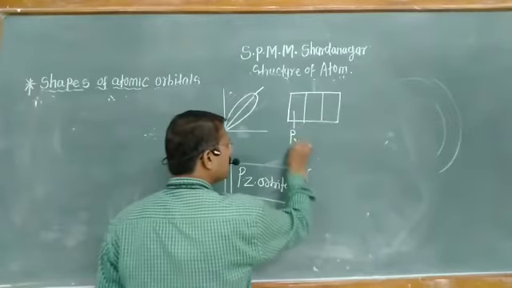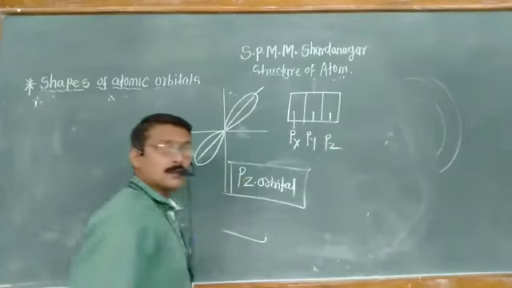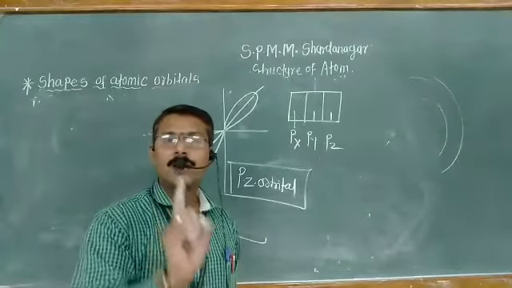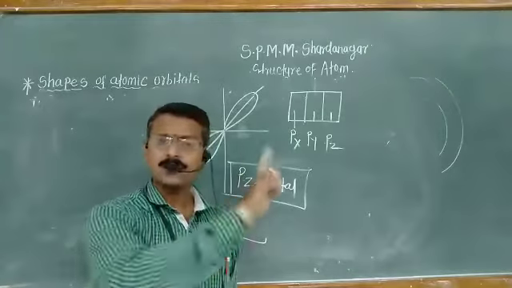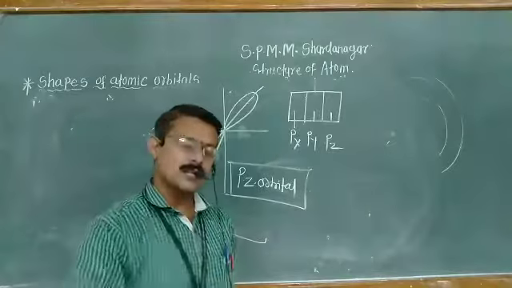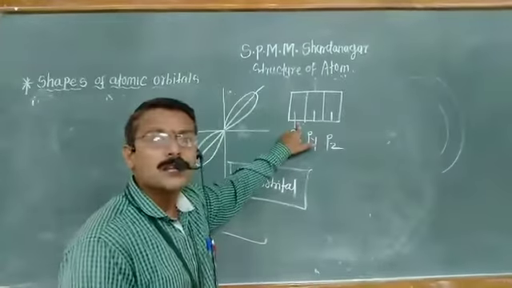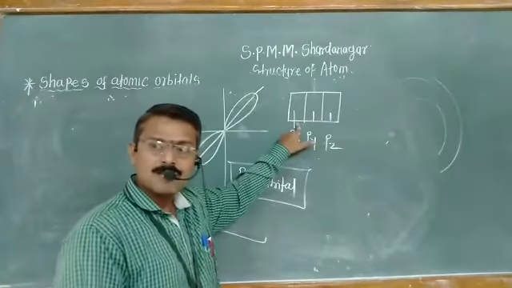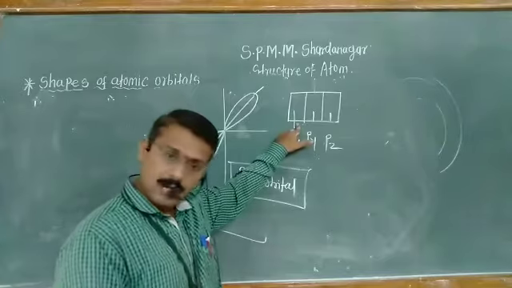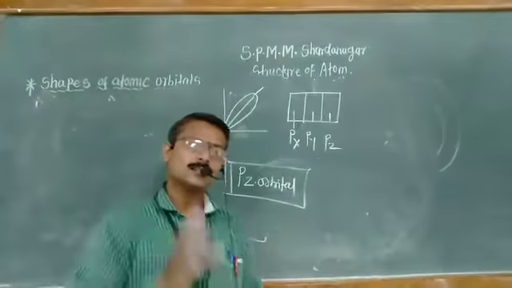The first one is called px, the second py, and the third pz. But in the presence of a magnetic field, each orbital has a different energy. At that time they are not triply degenerate. They are triply degenerate only in the absence of a magnetic field. Remember that.